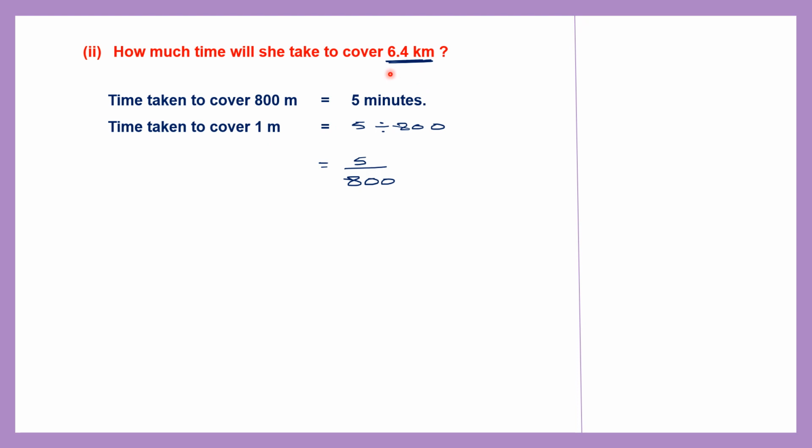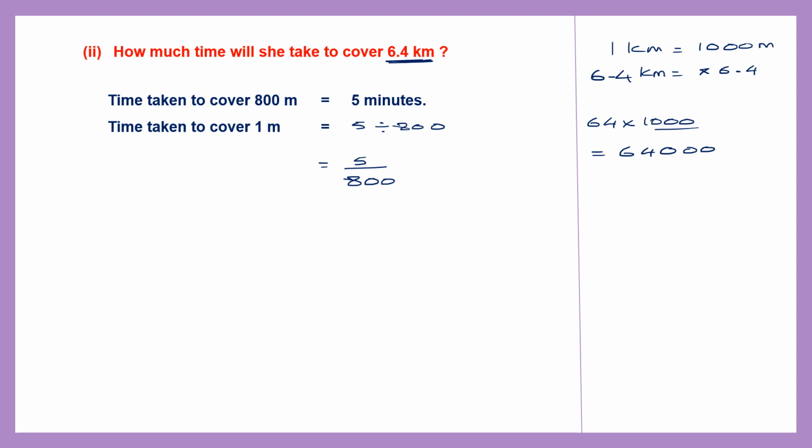That means we have to convert this also to meters. So let's convert that. 1 kilometer is equal to 1000 meters. So 6.4 kilometers will be 1000 into 6.4. Here remember, when you multiply decimal numbers, we ignore the point and multiply. So that will be 64 into 1000. That will be 64, and then you add the 3 zeros, so that becomes 64,000.